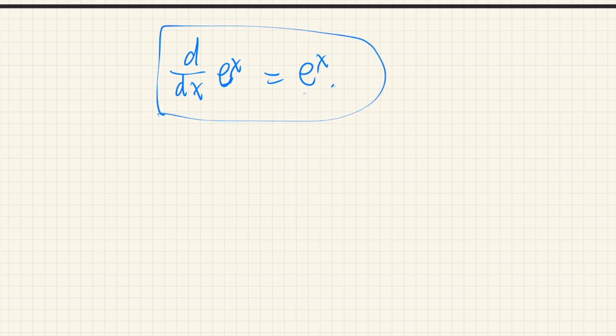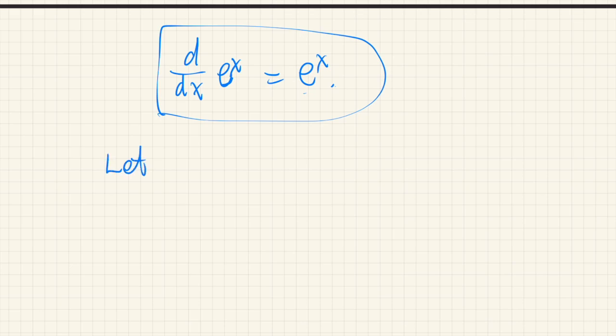And next we show a very interesting property of this exponential function. That is, the exponential function is a function such that when differentiated, it yields the same function. It stays the same. Okay? If you differentiate e to the power of x, then the result is e to the power of x. Okay, so let's show this.